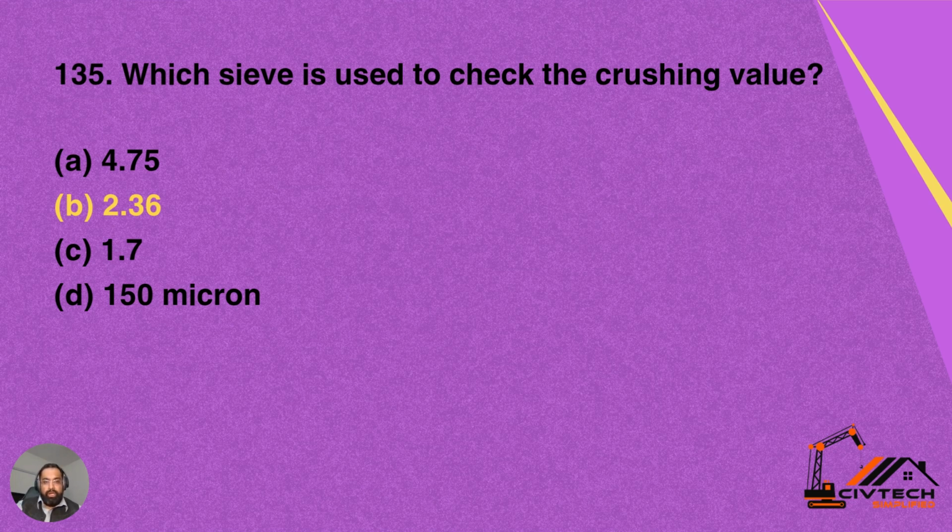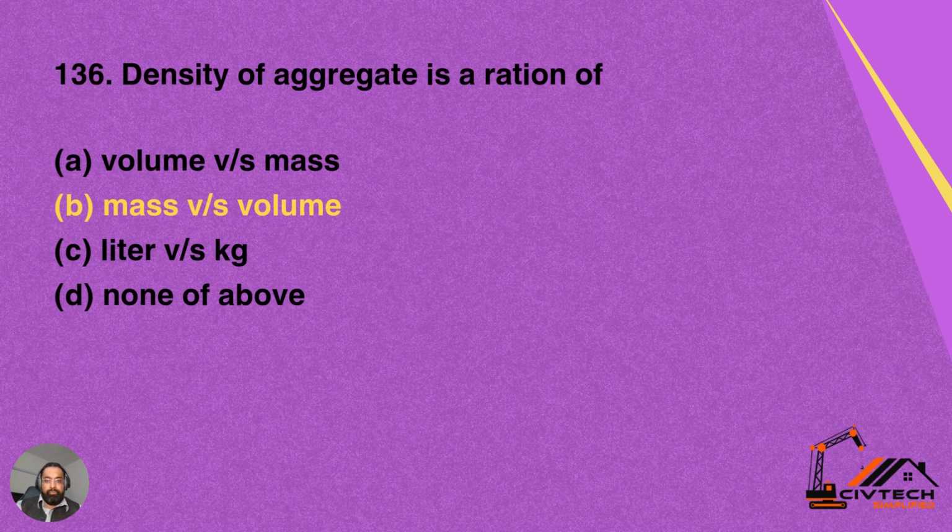135. Which sieve is used to check the crushing value? To check the crushing value of aggregate, the sieve used is 2.36. Option A is 4.75. Option B is 2.36. Option C is 1.7. And option D is 150 micron. So 2.36 is the correct answer, which is option B.